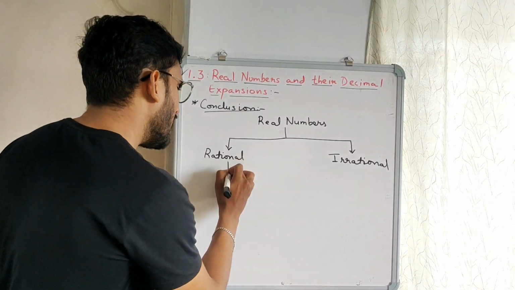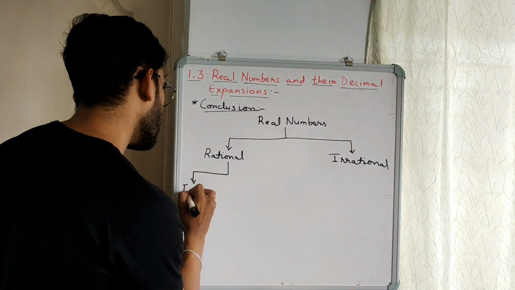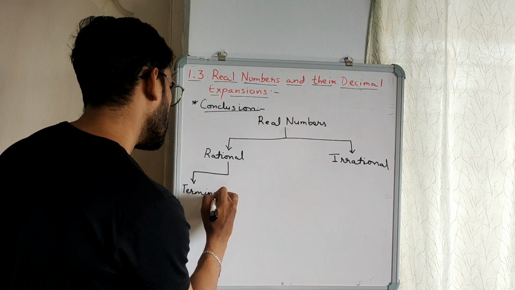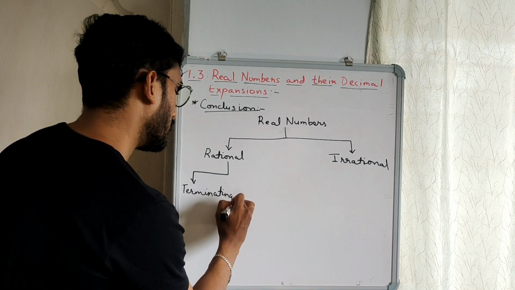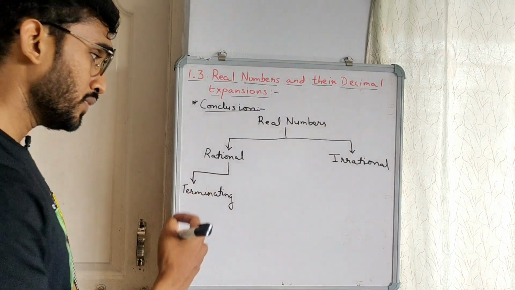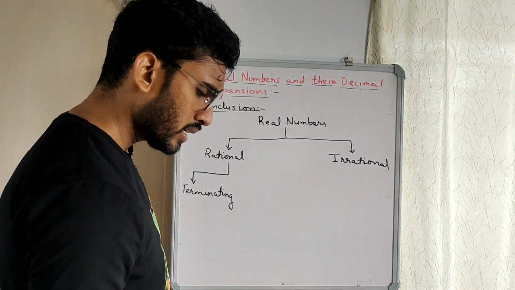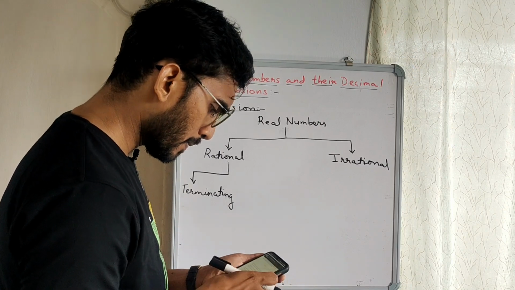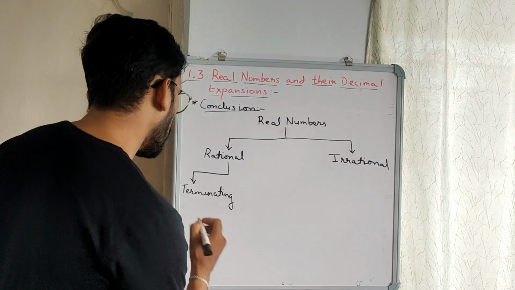So rational numbers have two types in their decimal form. The first type is, it will be terminating. As we saw in the example when we did the division of 7 upon 8, right? I guess yes, we did the division of 7 upon 8 and we got 0.